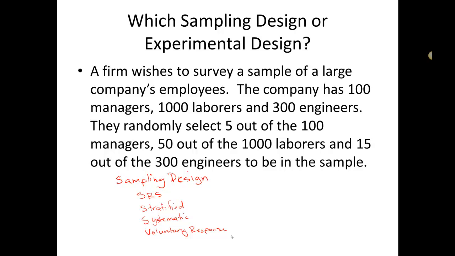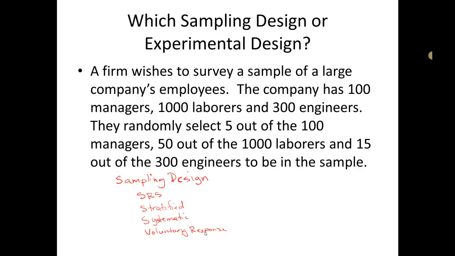The problem with that is that people usually don't want to participate in those surveys unless they have a really strong opinion one way or the other. So that sample is not going to be representative. So the voluntary response one is bad. If we're using randomness to select the sample, it's not going to be this voluntary response one.